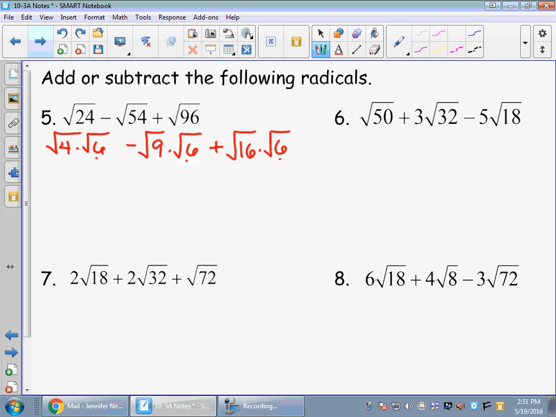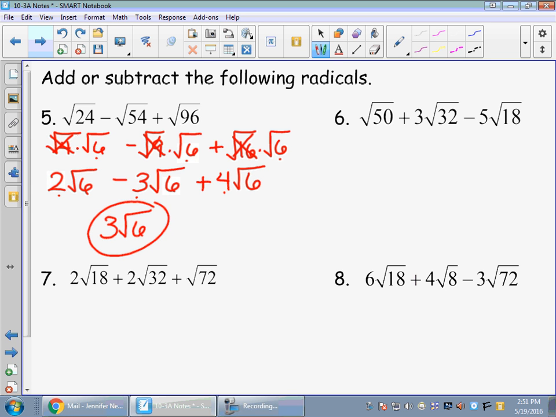The square root of 4 becomes 2 root 6, 2 times root 6, minus the square root of 9 becomes 3 root 6, and then plus the square root of 16 becomes plus 4 root 6. So now that they're all root 6, I have 2 of them. Minus 3 makes negative 1, plus 4 gives me 3 root 6. I want to see that work when we do that. Everything I did there, I need to see on your work.